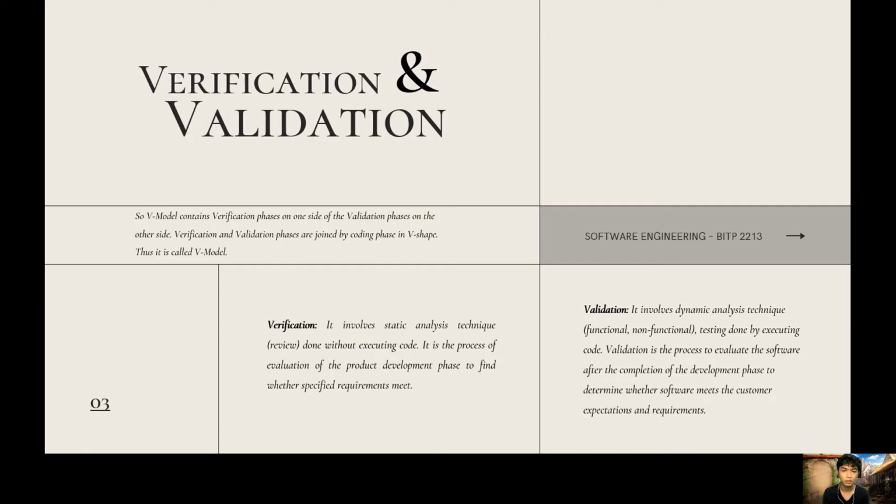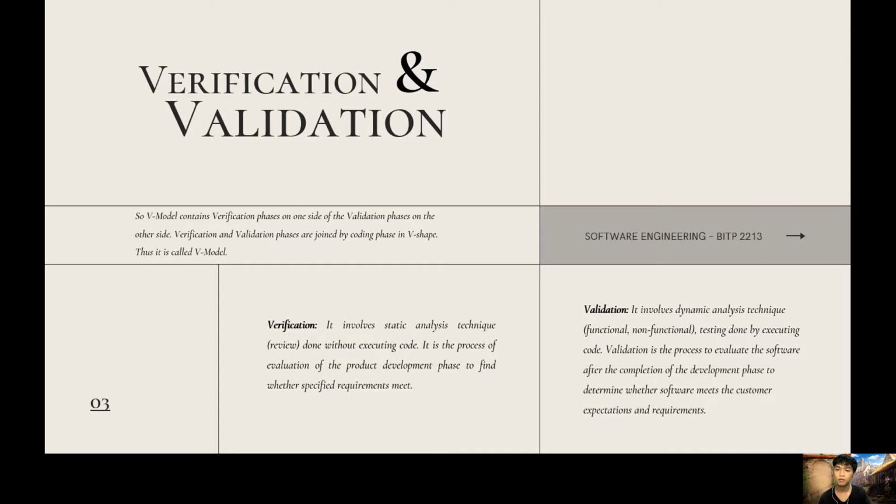Okay, verification. Verification involves static analysis technique, which is a review done without executing the code. It is the phase of evaluation of the product development phase to find whether the specific requirements are met. While validation involves dynamic analysis technique, which is functional and non-functional testing done by executing the code.